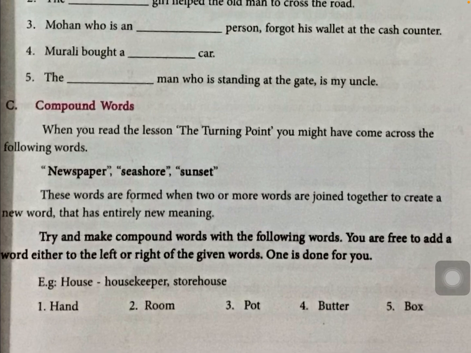When you read the lesson The Turning Point, you might have come across the following words: newspaper, seashore, sunset. These words are formed when two or more words are joined together to create a new word that has an entirely new meaning.